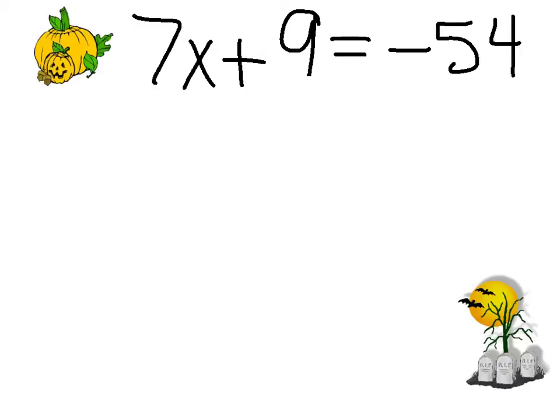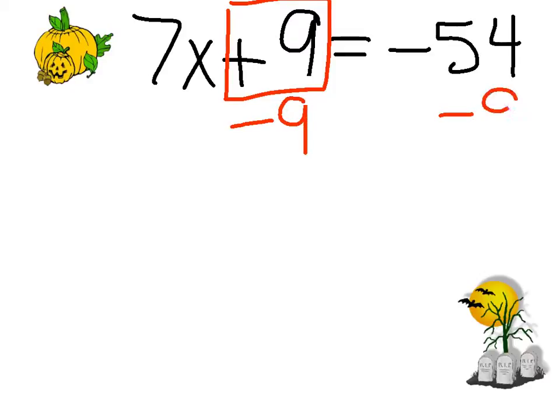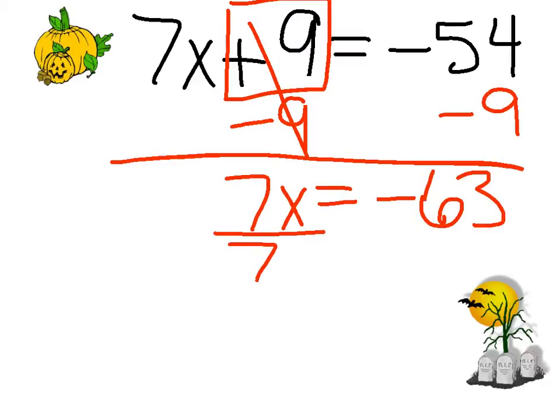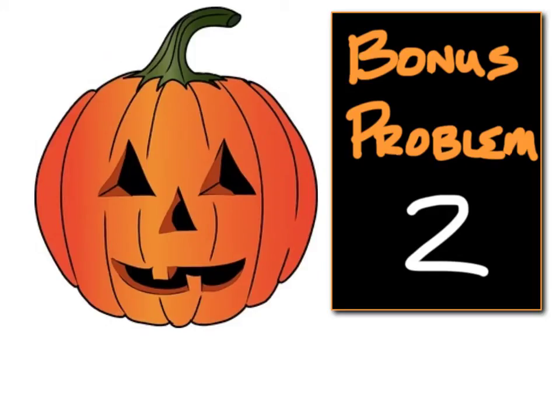Okay, practice problem number 2. 7x plus 9 is equal to -54. We need to move our 9. It's a positive 9, which means we need to subtract 9 from both sides. When we do that, on the left, we have 7x. On the right, -54 minus 9 is -63. We divide by our coefficient, which is 7. And x is going to be equal to -9.